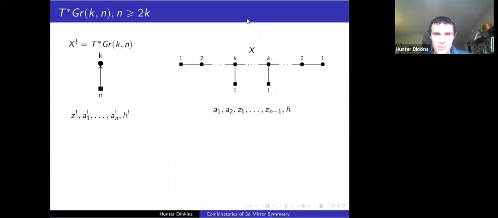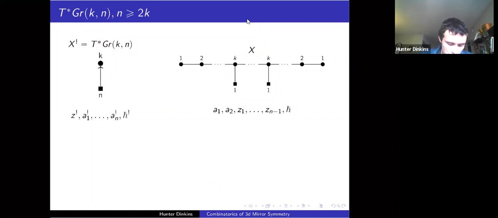So with that in mind, let's look at the example of the cotangent bundle to the Grassmannian. This was considered by Rimanyi and his collaborators from the perspective of elliptic stable envelopes. And that's actually an assumption that we need to make, that n is at least 2k. If that's not the case, then the dual variety actually can't be constructed as a quiver variety, but rather you have to look at bow varieties in order to study it. So just to save on exclamation points throughout the rest of this presentation, I'm going to call the dual T-star Grassmannian, and then I'm going to call X the variety on the other side.